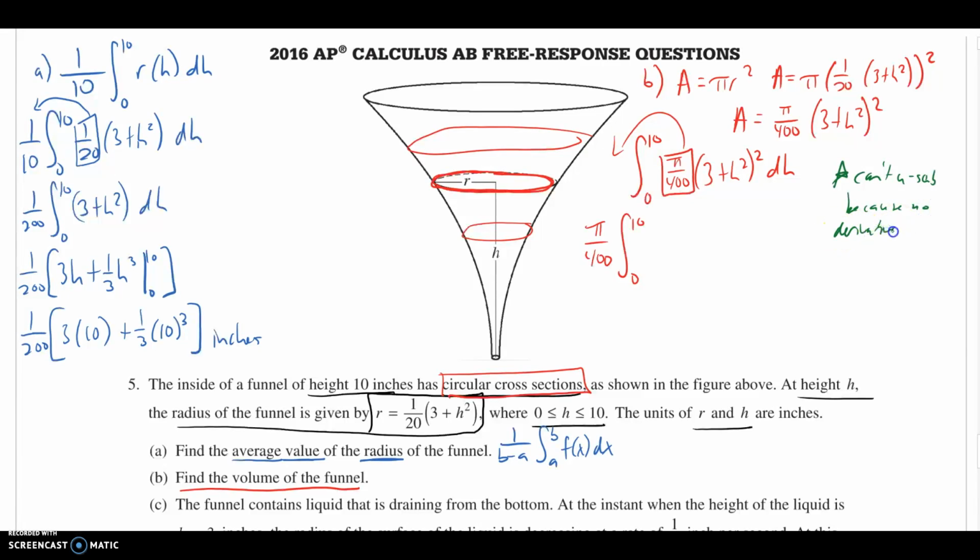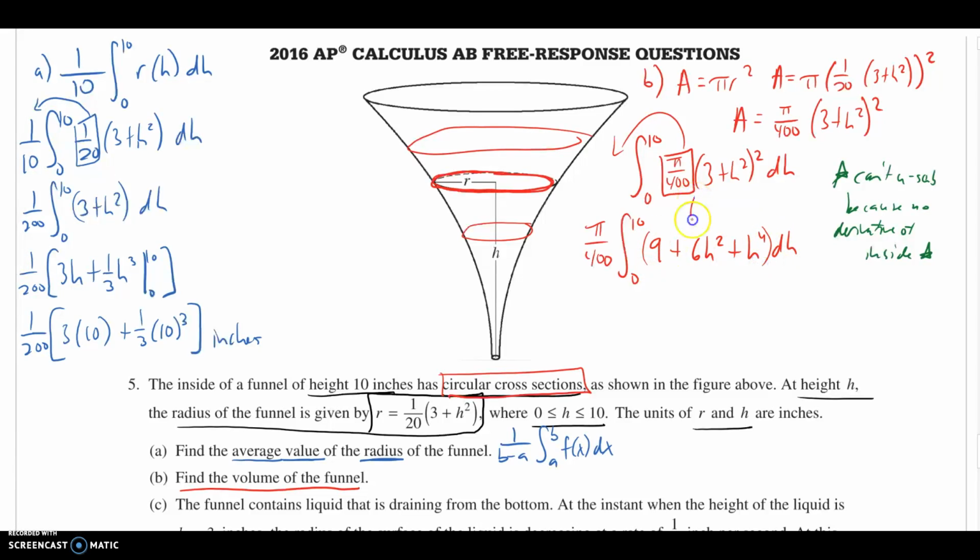We don't see the derivative of the inside anywhere in this problem, so we can't u-sub. Instead, that's just expanding a binomial to the second power, which would be the first term squared, plus 2 times the product, so plus 6h squared, plus the other term squared, h to the fourth.